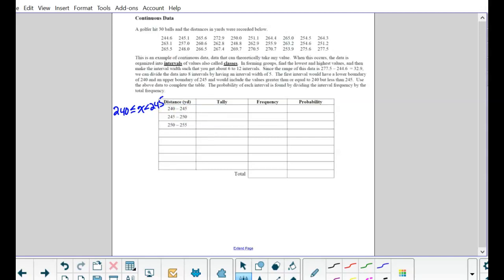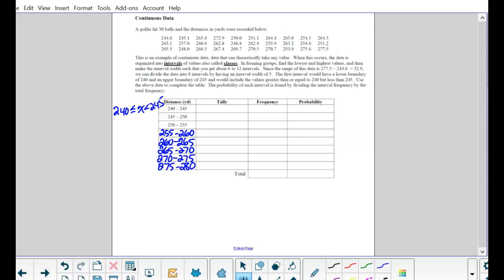Okay, so now use the data to complete the table. Probability of each interval is found by dividing the interval frequency by the total frequency. Let's just first start with our intervals of distances. So this would be 255 to 260, 260 to 265, 265 to 270, 270 to 275, 275 to 280.